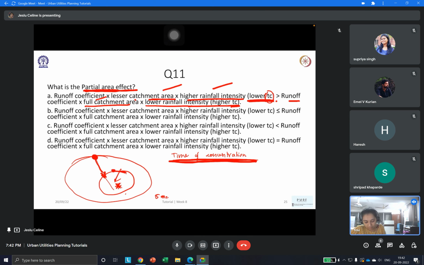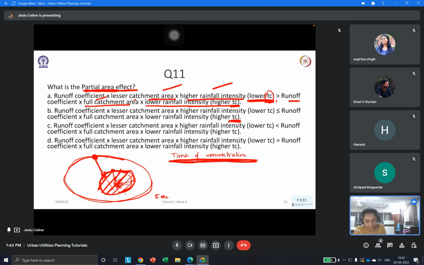Maybe only this will be the circle then. Like from here, every point it can reach in 5 minutes. So probably this will be the only area that we will be considering if we are taking a lower TC value. But if you're taking a higher TC value, that is higher time of concentration, then maybe the circle is a bit bigger. That is, from far away regions also water can come and join. So based on TC value, will the surface runoff be more or less? That is the question which is asked over here.